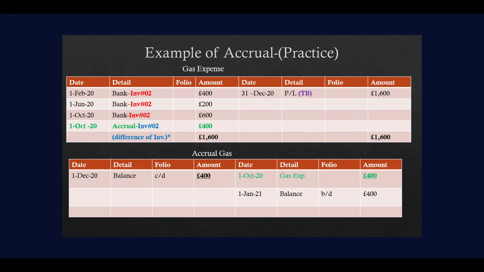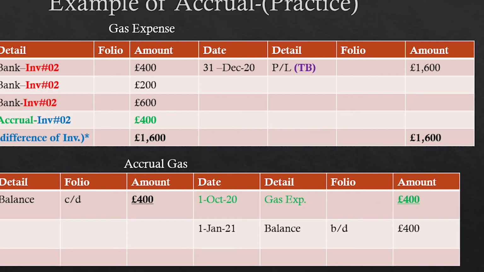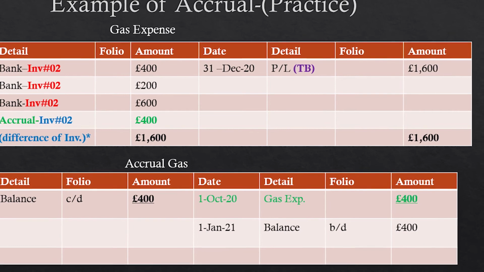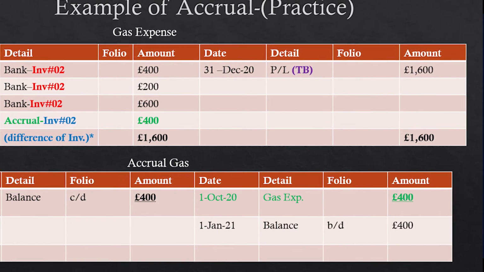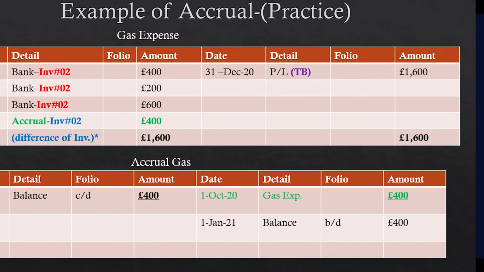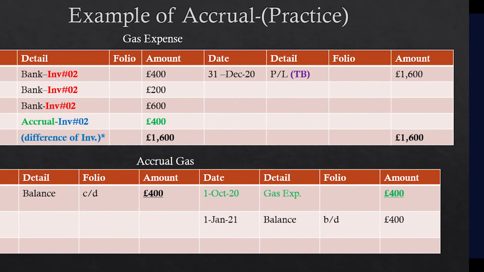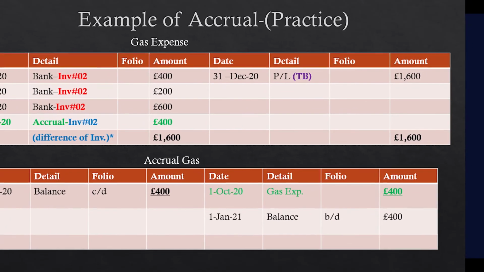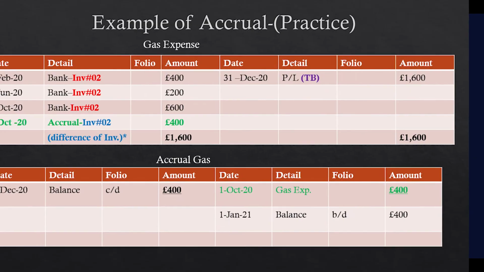Okay, so in terms of the accrual ledger, we would go on the opposite side. So there's an entry there of 400, and on the opposite side, the 1st of October, there's a gas expense of 400. So again, this is going to go forward in the statement of financial position as an accrual, and it's going to be a current liability. So that's the principle there.